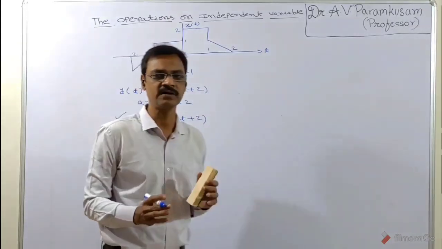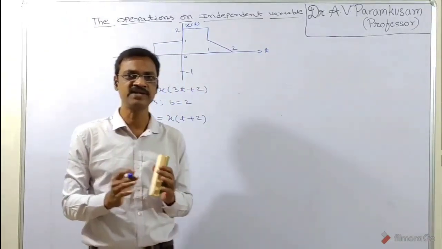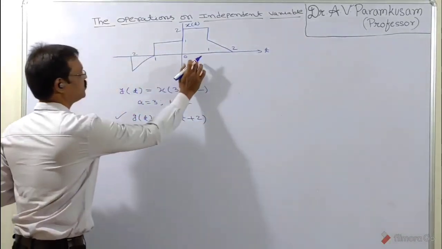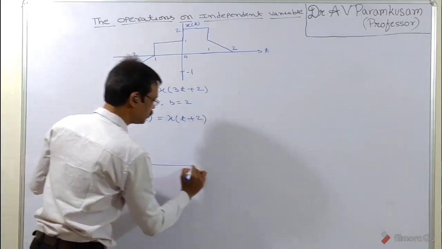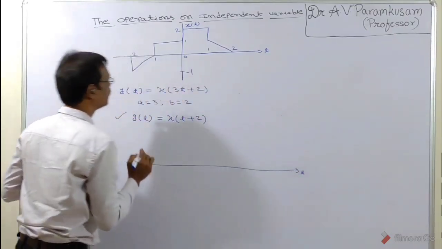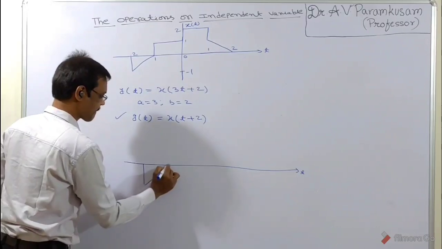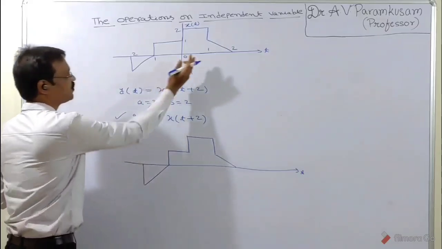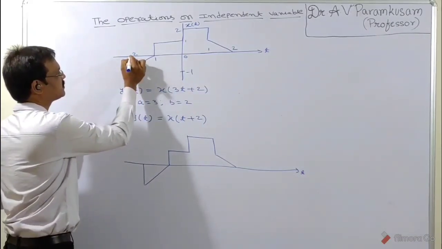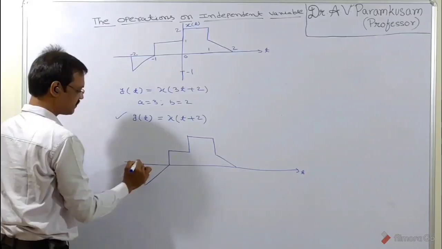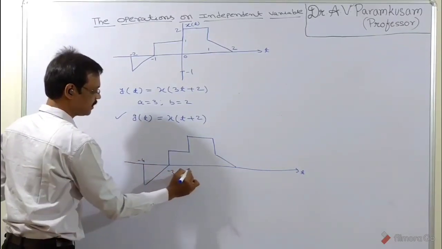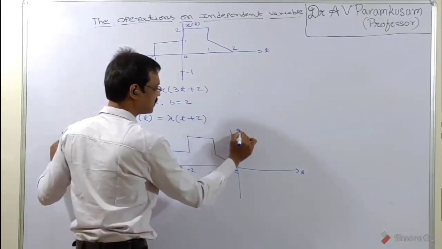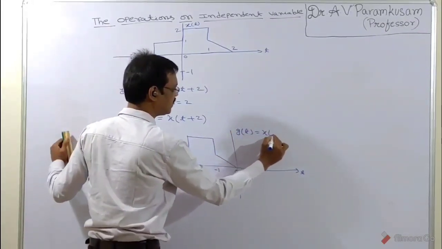X of t plus 2 is nothing but left shifting. The x of t plus 2 can be obtained by shifting the signal to the left side by 2. So now you shift this signal to the left side by 2 units. If you shift this signal by 2 units, then minus 2 becomes minus 4, this is minus 3, minus 2, minus 1 and 0. So this is g of t, that is equal to x of t plus 2.